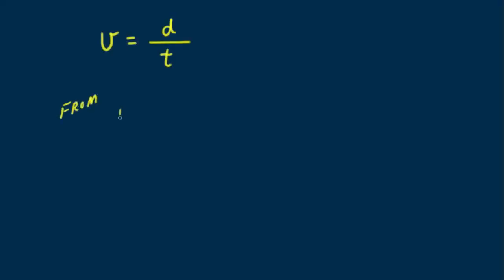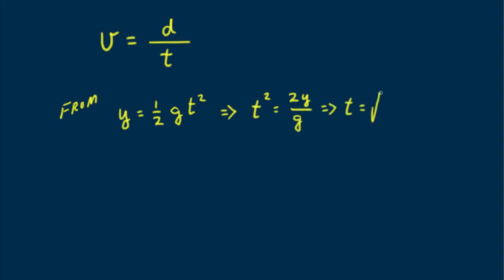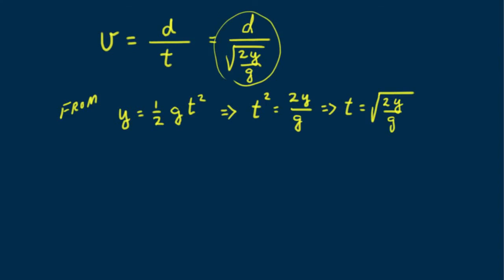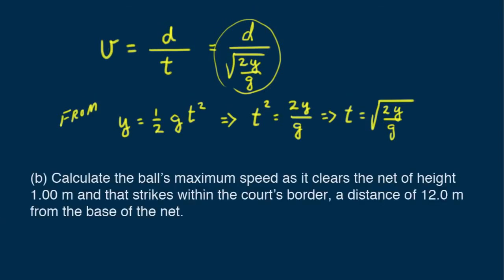Our equation for vertical distance fallen from rest: y equals 1/2 g t squared. We see that the time is simply the square root of 2y over g. So substituting, we find our answer is v equals d over the square root of 2y over g. Yum.